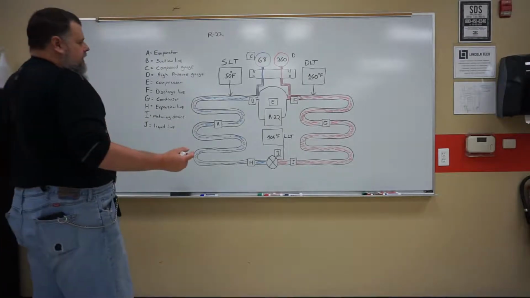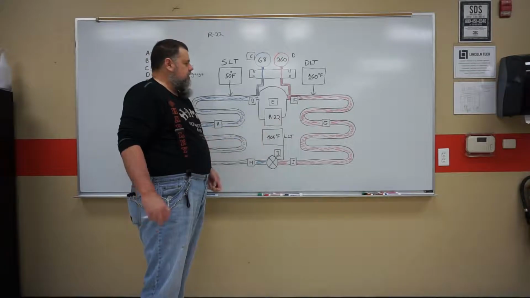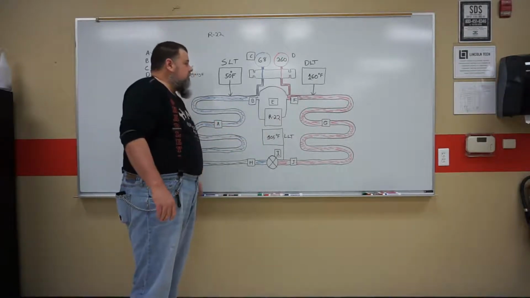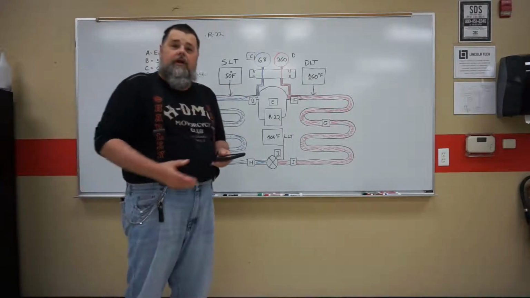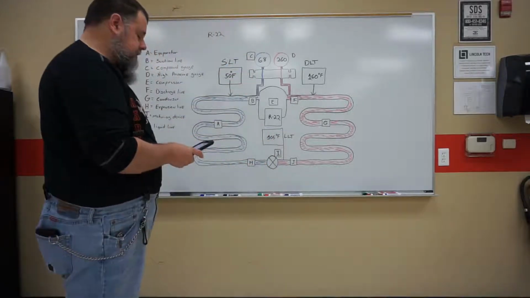Now that we've identified everything, we always make sure we know what kind of refrigerant we're dealing with, so we'll know how to use our PT chart. So now what I want to do is take my PT chart out. Now that I've identified everything, I understand the flow. Now I want to figure out what's going on up here, what my gauges are actually telling me.